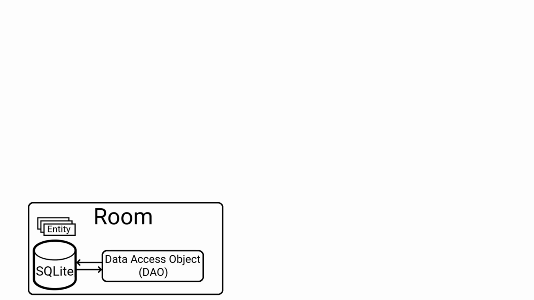We are going to learn about Room in more detail throughout this video series, but just as a quick overview, we can turn Java classes into so-called entities, which basically each represent a table in the SQLite database. And then we have something called Data Access Object, or short DAO, which is used to communicate with SQLite.